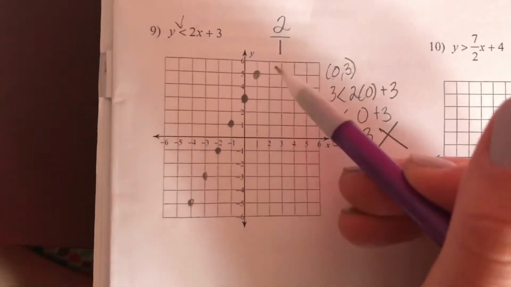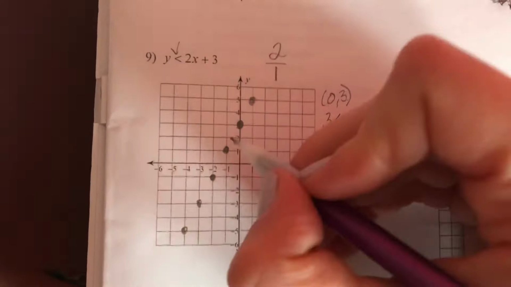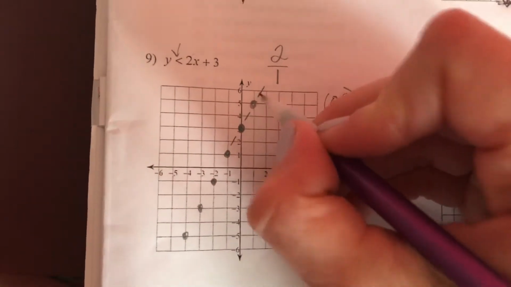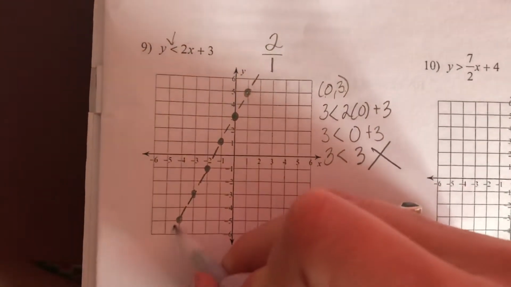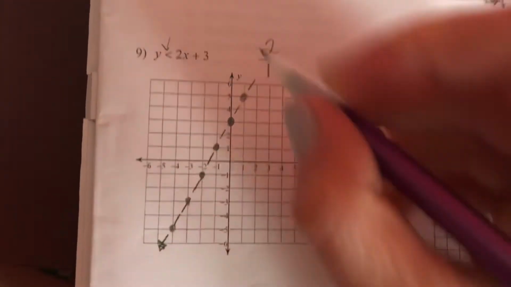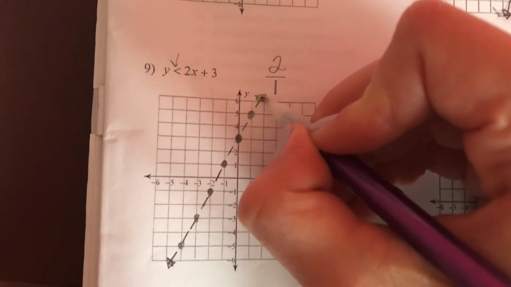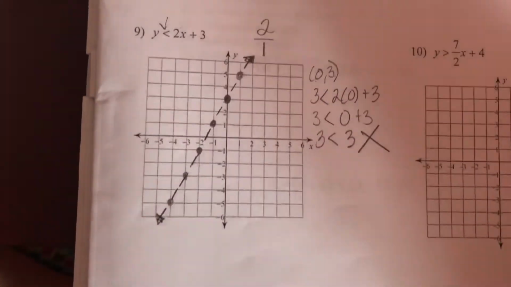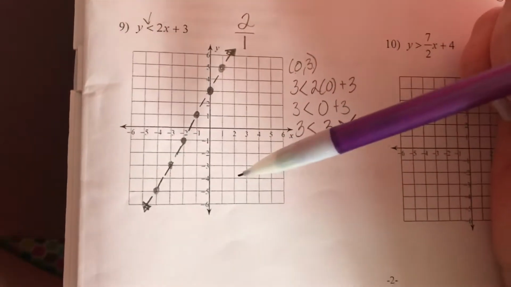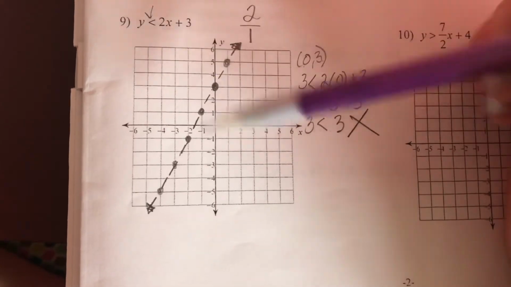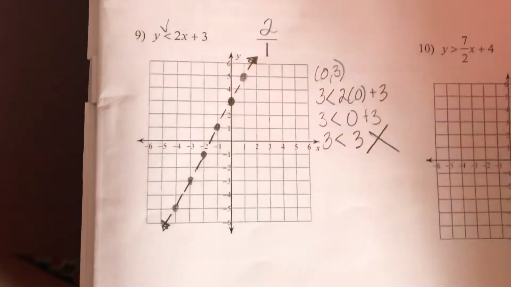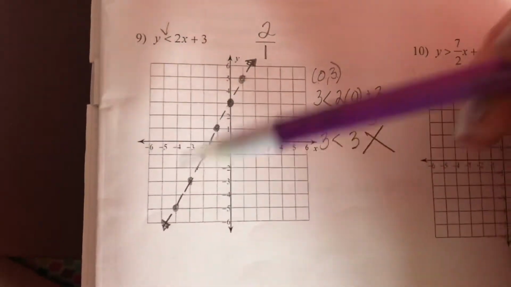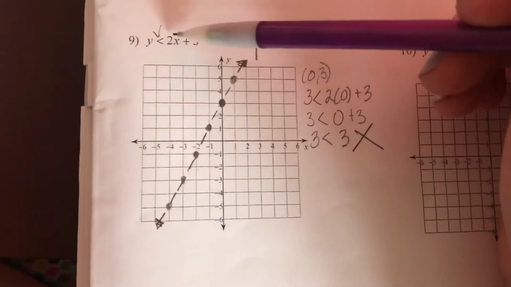So since these points would not be included in our solution set, we're going to draw in a dashed line or dotted line. And again, that's because these points would not be included in our solution set. Now we have to shade the appropriate side of our graph to show which side of our line is the solution set. Where are all the points that would be solutions to this inequality?